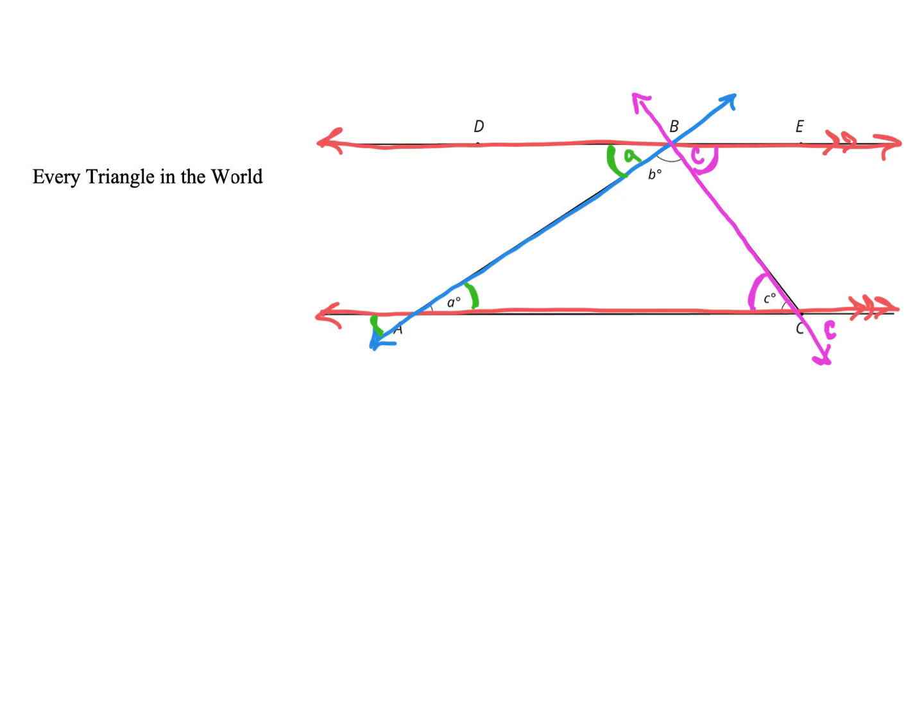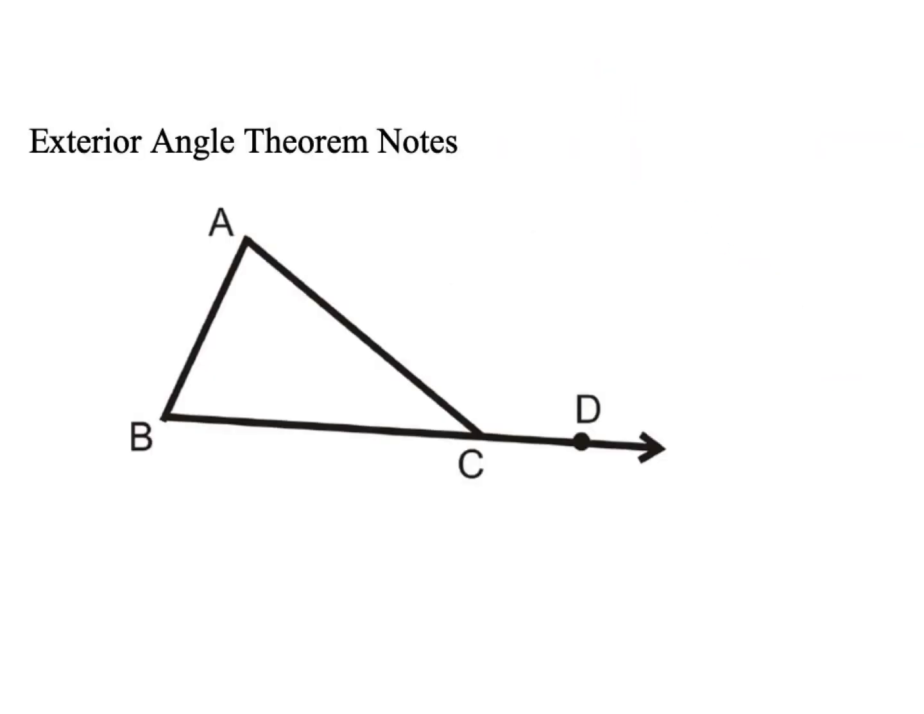Kind of cool, right? But really, notice how I took all three angles of this triangle and was able to show that they make a straight line. This is another way of showing that the interior angles of a triangle add up to 180 degrees, through parallel lines being cut by one transversal and a second transversal. Kind of cool.